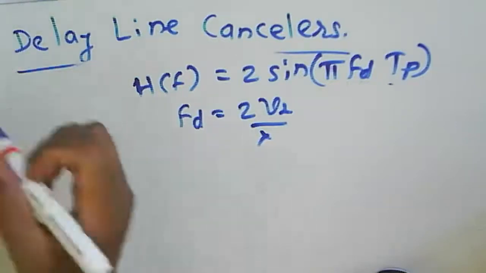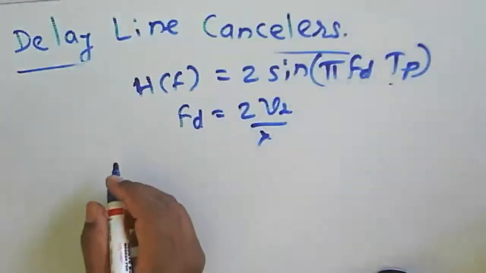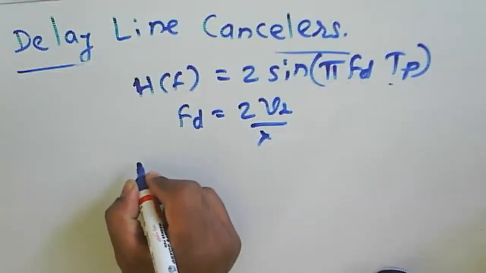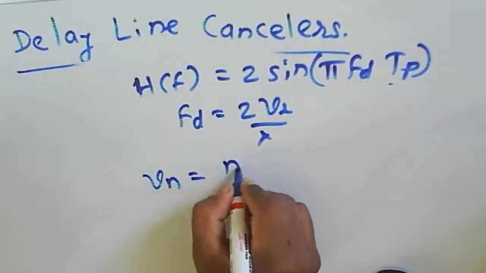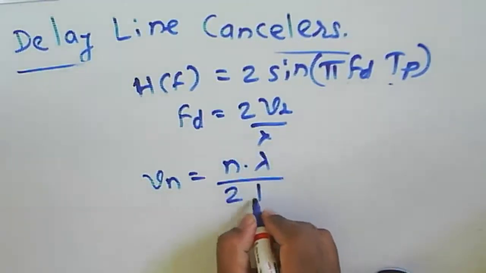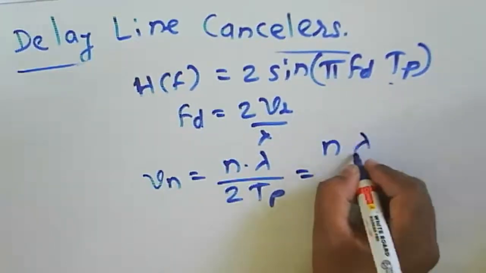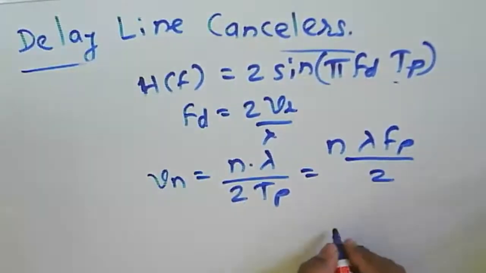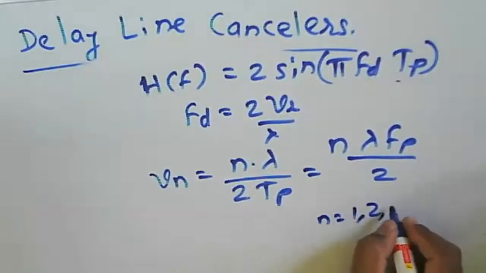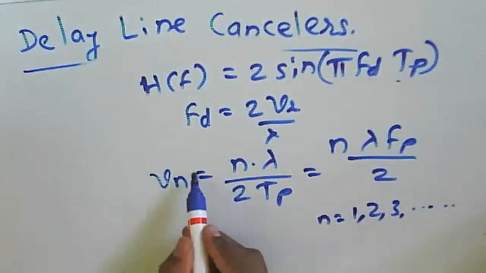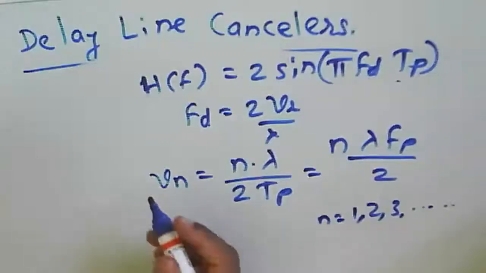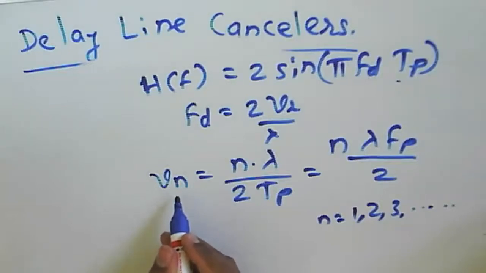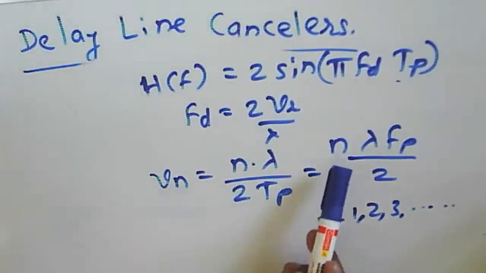And the radial velocities that occur at the given blind speeds can be obtained from the equation. We have a blind speed at Vn, that is, n lambda fp by 2, where n is equal to 1, 2, 3, likewise. So this is about the blind speed. We are replacing Vr with Vn here, so this will be the nth blind speed.